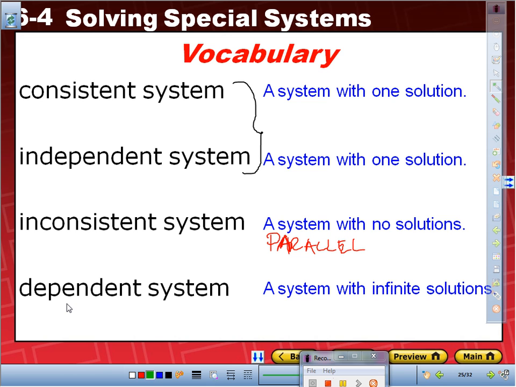And the last one, dependent system, a system with infinite solutions. This one, in green, you're going to write same equation. When they give you a system where one of the equations is already solved for y, and the other one is not, but once you solve for y you see that it's the same equation, therefore it's going to have infinite solutions. Now let's go to the warm-up really quick.